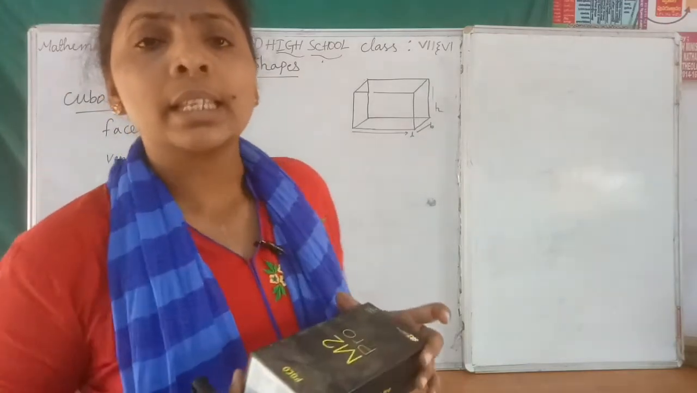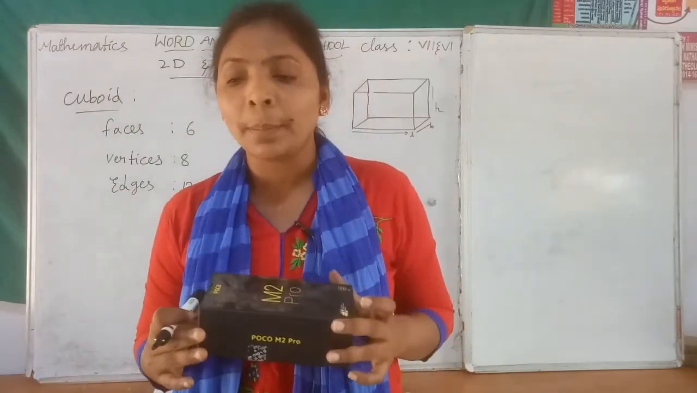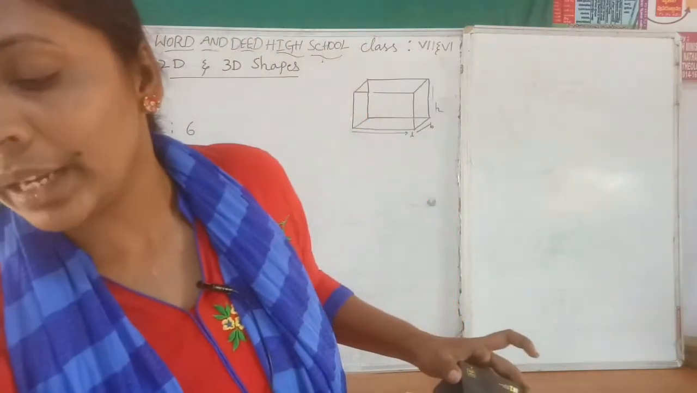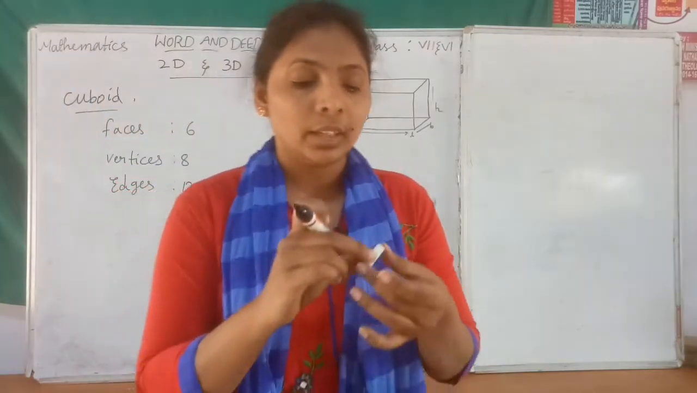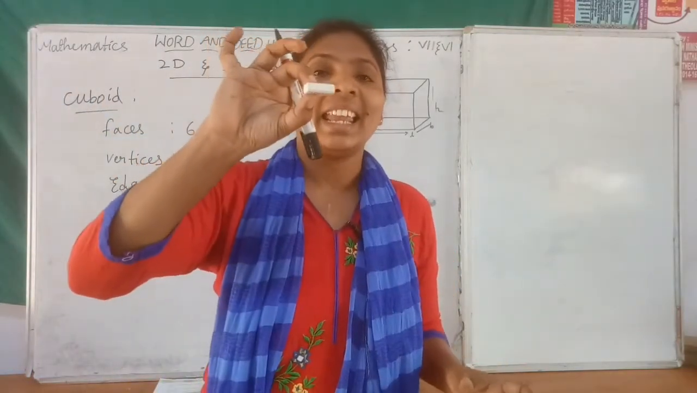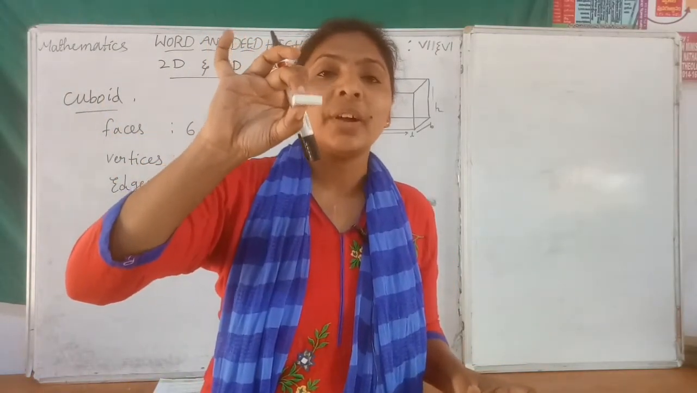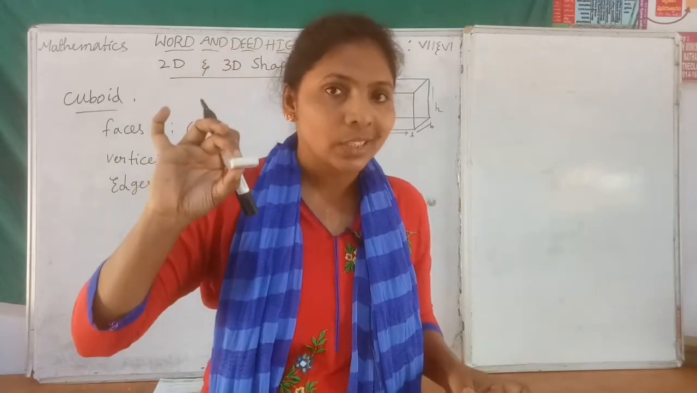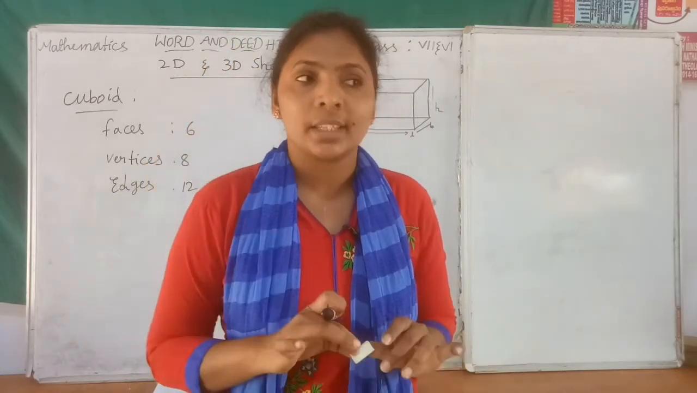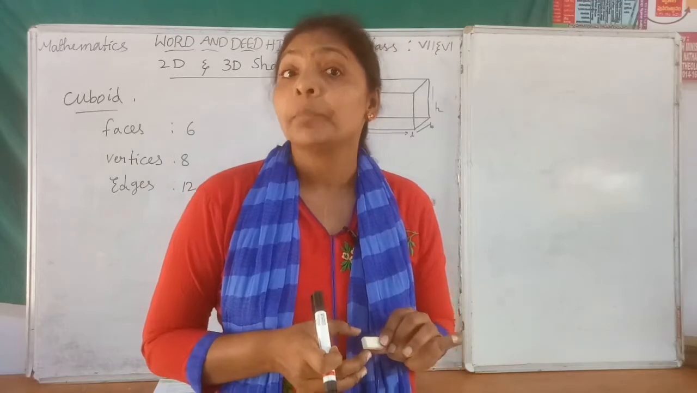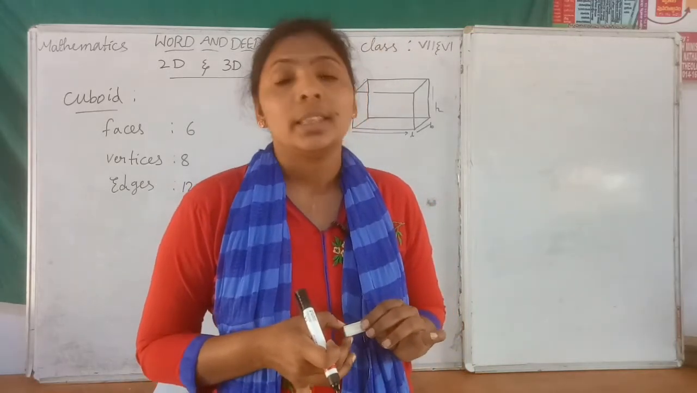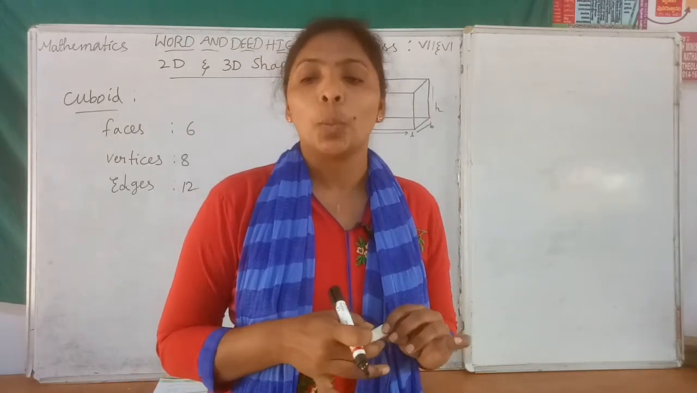Can you tell, children, some more objects in cuboid shape? What can we say? Suppose, what is this? Eraser. It is in the shape of a cuboid. Have you understood, children, what is a cuboid? Yes. Geometry box is a cuboid. Almirah is a cuboid. These are all examples of cuboid pictures.